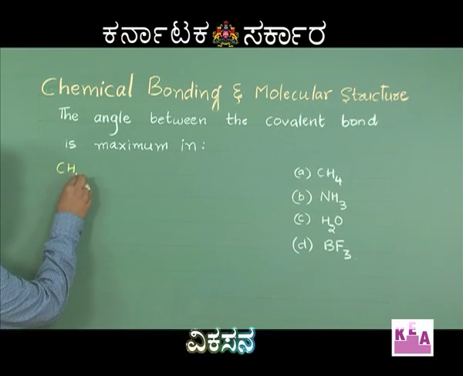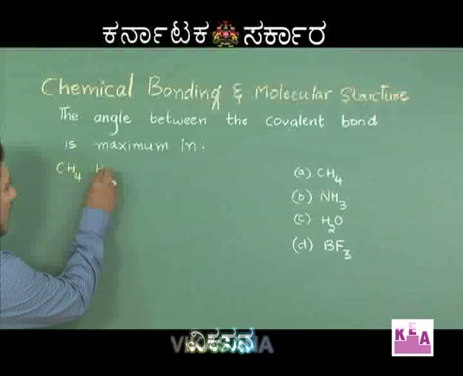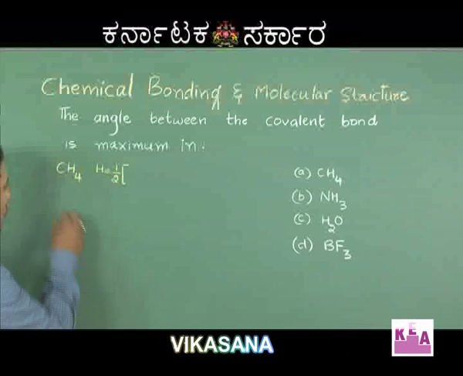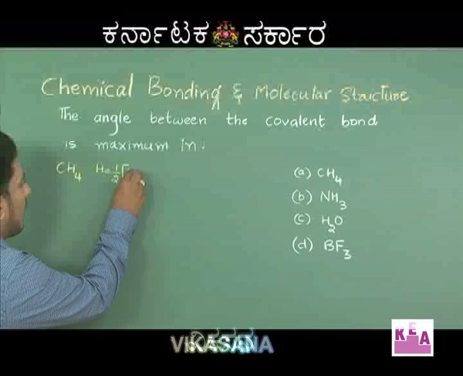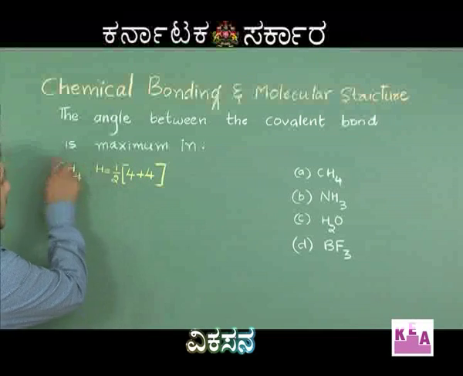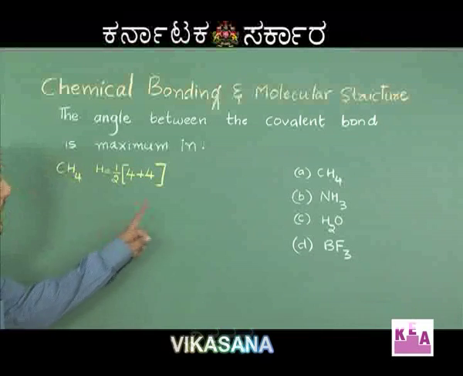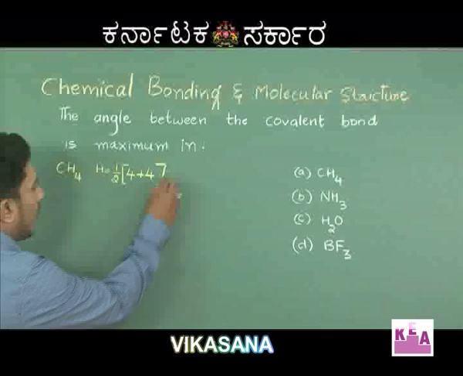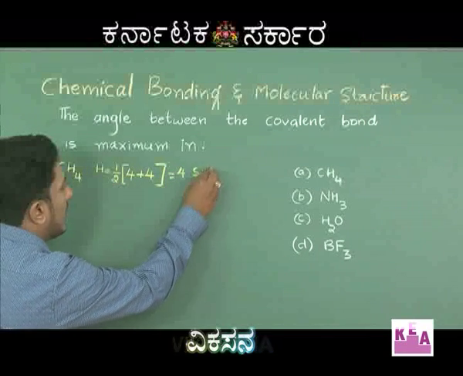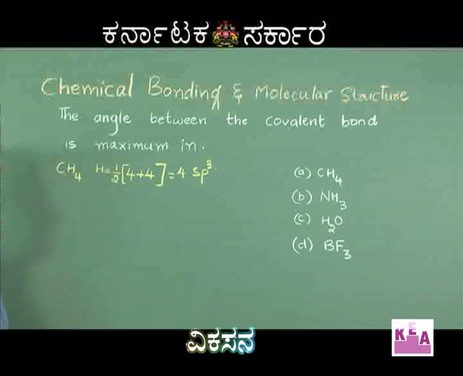First you need to find the hybridization of methane. Hybridization H is half of the number of valence electrons present with carbon, 4, plus 4. It doesn't carry any charge, so C and A values will be 0. So the value will be equal to 4. 4 indicates the hybridization is sp3.